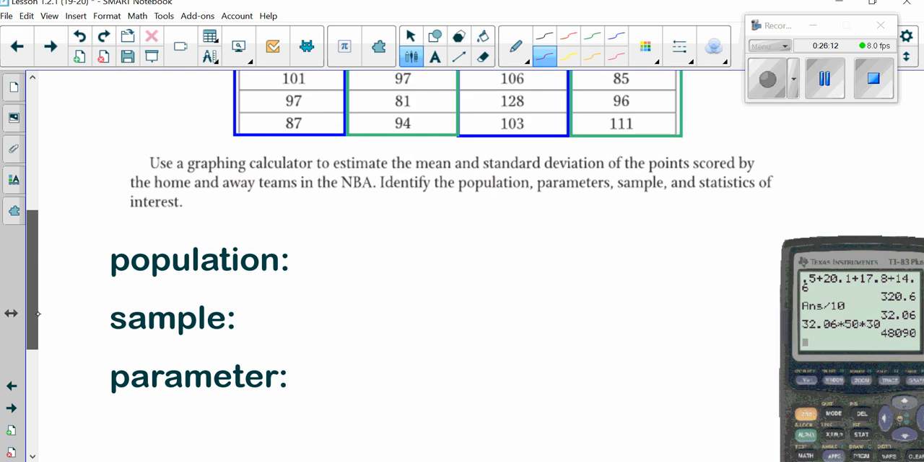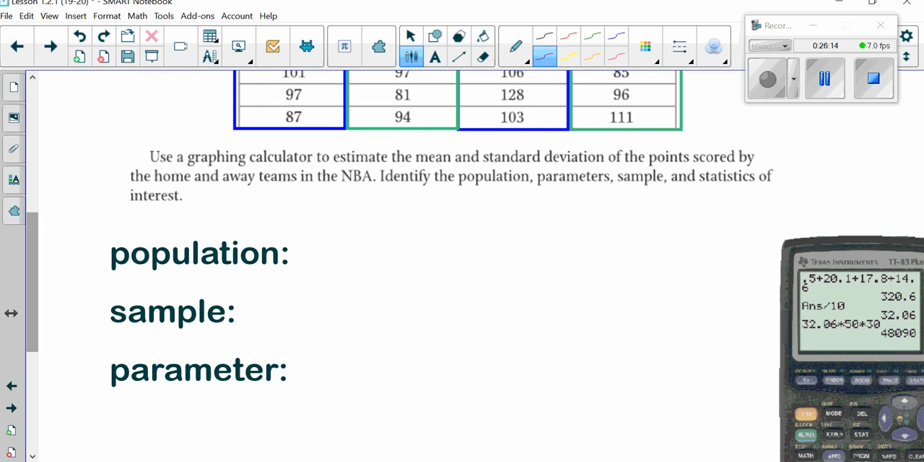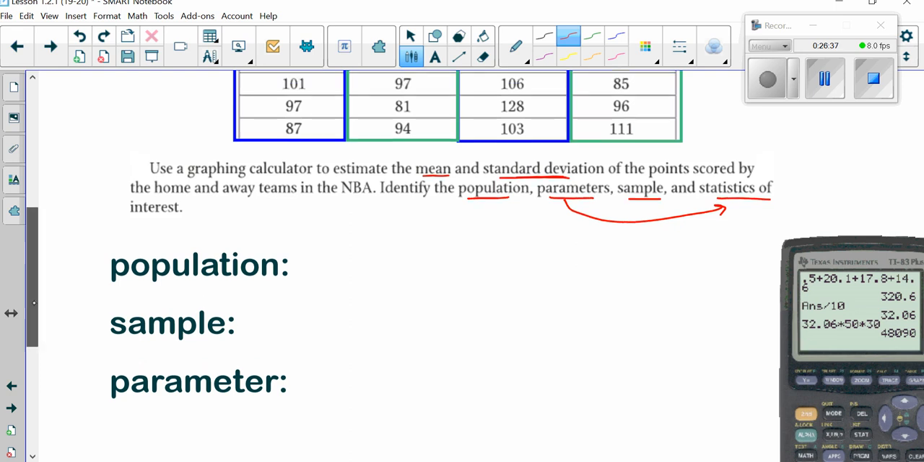Okay. It says use a graphing calculator or just a calculator to estimate the mean and standard deviation of the points scored by the home and away teams in the NBA. Identify the population, the parameters, the sample, and the statistic of interest. And again, once you identify what the parameter is, and you do the calculation, that number is that statistic of interest. Okay. So the population, remember, think big.